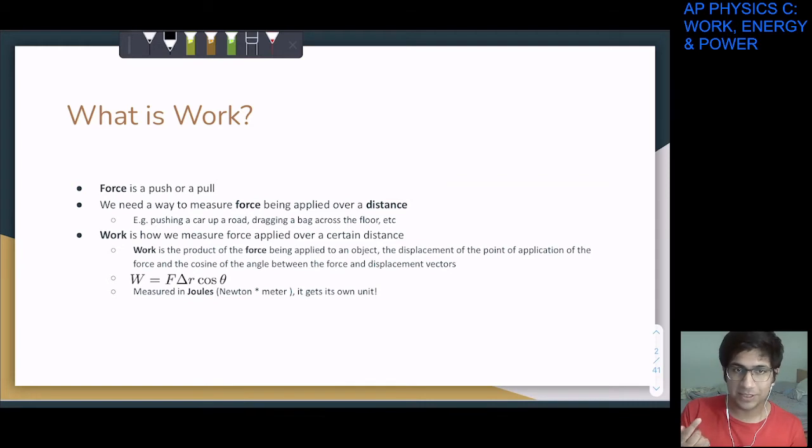There's the amount of force that you exert, and there's also how much your distance or displacement is going to be. So work is basically how we measure force being applied over a certain distance. Specifically, work is the product of the force being applied to an object and the displacement of the point of application of the force and the cosine of the angle between the force and the displacement vectors. So in short, W is F, which is our force vector, delta R, which is our displacement vector, and here we're actually taking the magnitudes of the vectors and we multiply it by the cosine of the angle in between.